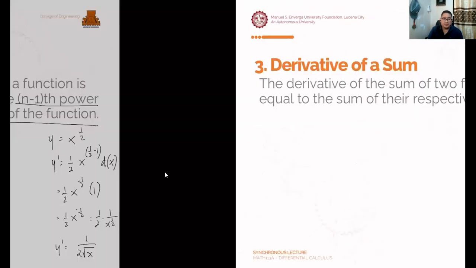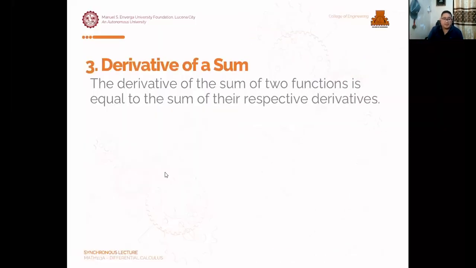Next, derivative of a sum. So the derivative of a sum of two functions is equals to the sum of their respective derivatives. So, ibig lang sabihin ko, halimbawa, you have more than two terms or more than one term dun sa given function mo, para makuha yung derivative niya, derive mo lang daw siya separately. And then kunin mo yung sum niya. So let's say meron tayong y is equals to 5x plus 1.